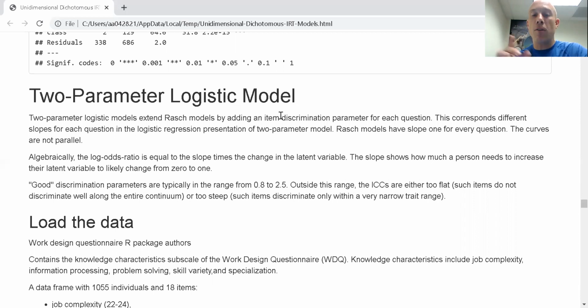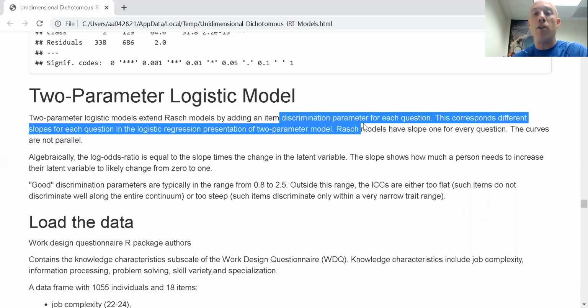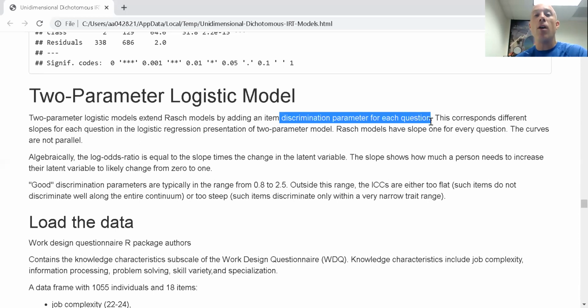And this parameter, the slope for the ability, is called the discrimination parameter, and it'll be for each question. So now I've got a slope for each question, and I have an intercept, which is the difficulty. So discrimination is slope, and difficulty is like the intercept in terms of the logistic regression presentation of the model. Now, when I do this, unless something weird happens, the slopes will not be parallel to each other. So if that's important to you, that's something you need to take a look at.